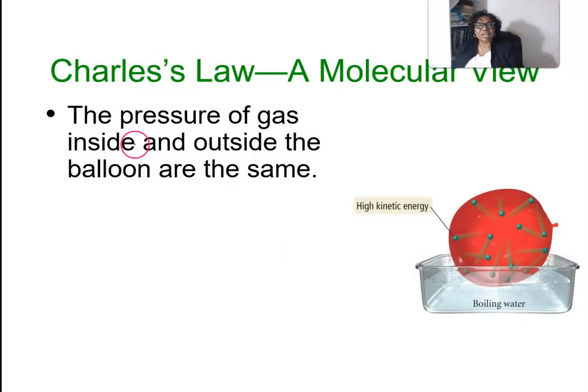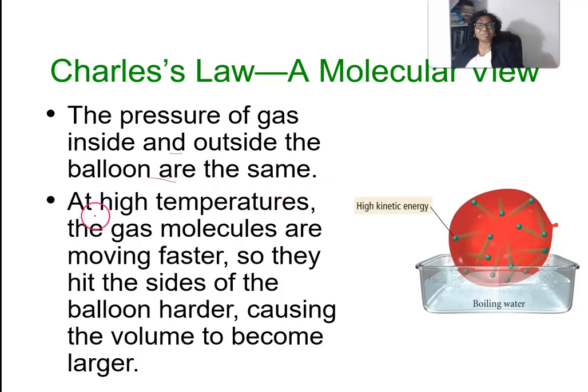So the pressure of the gas inside and outside the balloon are the same. But this time at higher temperature, the gas molecules are moving very fast, so they hit the sides of the balloon harder and more frequently, causing the volume to become larger.